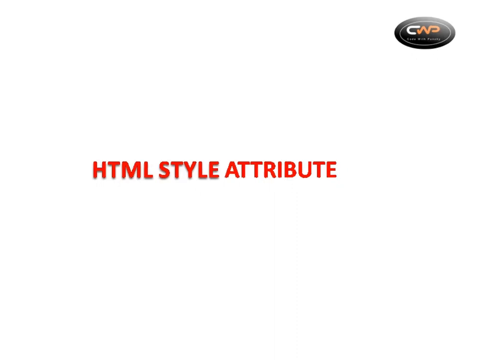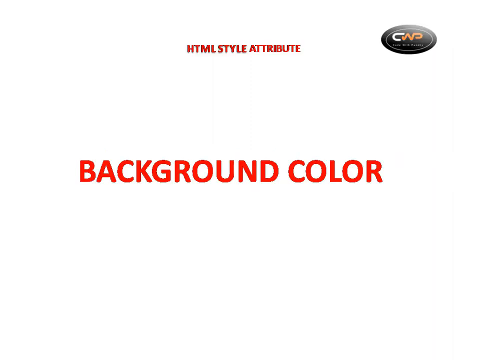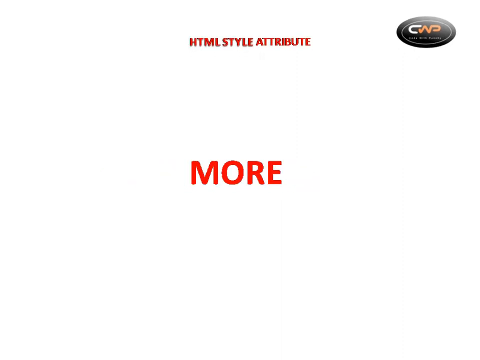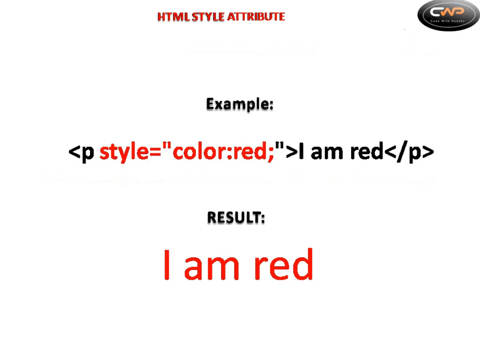In today's video, we will discuss the HTML style attribute. The style attribute is used to add styles to an element, such as the background color, text alignment, fonts, font family, font sizes, and more. HTML attributes are always specified in the start tag. As you can see, we have a p tag followed by the style attribute, then the content, "I am red," then we have our end tag.